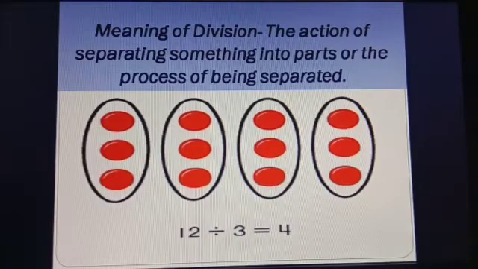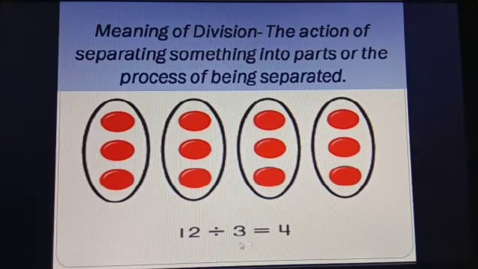You know the meaning: when we separate things, when we divide things into equal parts, that is called division. The action of separating something into parts or the process of being separated is called division. You can see the example: 12 divided by 3 means we have to divide 12 into parts of 3. So how many parts can we make? 1, 2, 3 and 4. The answer is 4. So 12 divided by 3 is equal to 4.